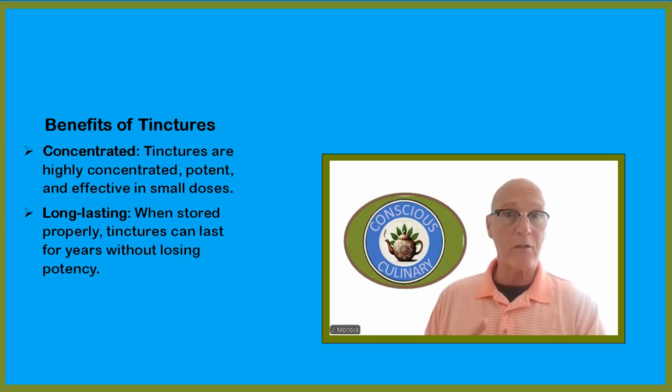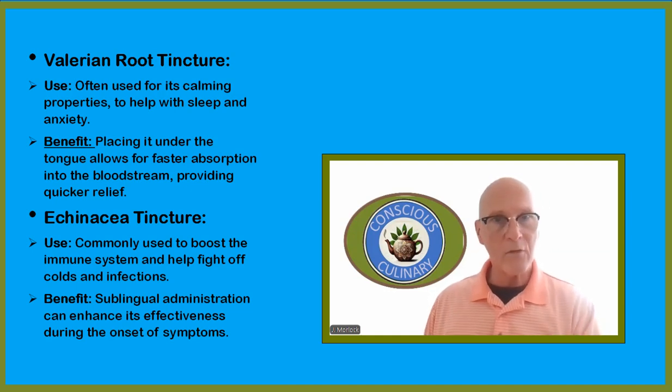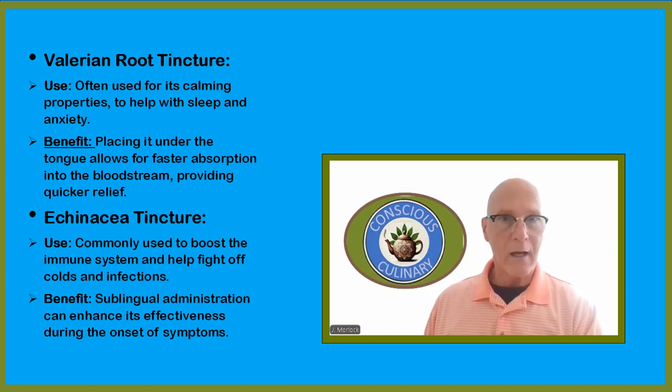And they don't require any special equipment or preparation, although they do typically come with an eyedropper, which allows for a very precise dosage, 1 drop at a time. I've listed some common ones here to give you a little bit of insight. Valerian root tincture is often used for its calming properties, helps with sleep and anxiety. You place a drop or two under the tongue, and it goes right into the bloodstream for quicker relief.